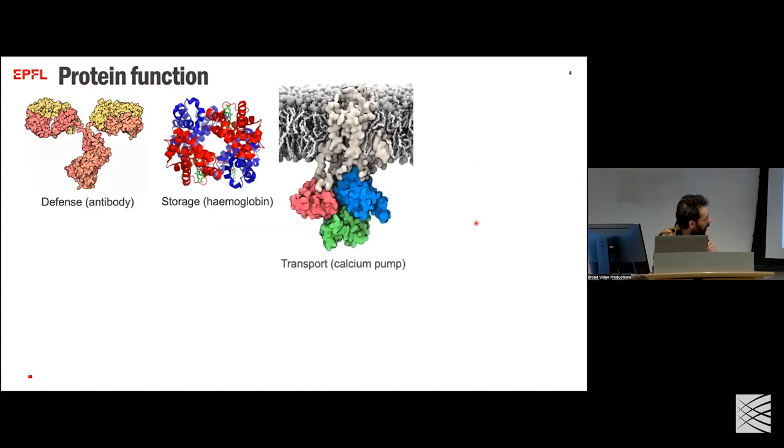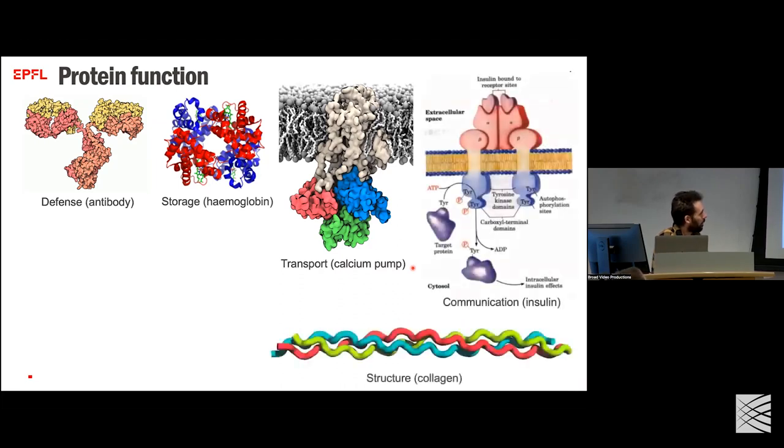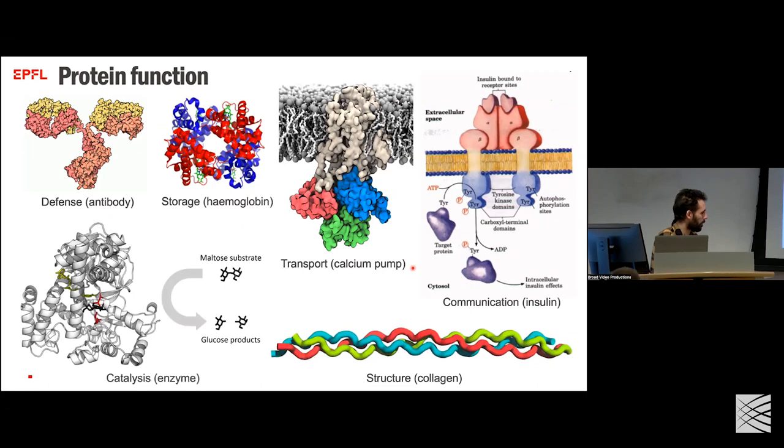Speaking about functions, proteins really do pretty much anything and everything you can think of in biology, in terms of defense as well as storage of molecules, different types of transport, communication, also the actual structural aspects of tissues and cells, and ultimately, perhaps one of the ones I find the most incredible, this capability of performing chemistry. These polypeptides can perform chemical reactions.